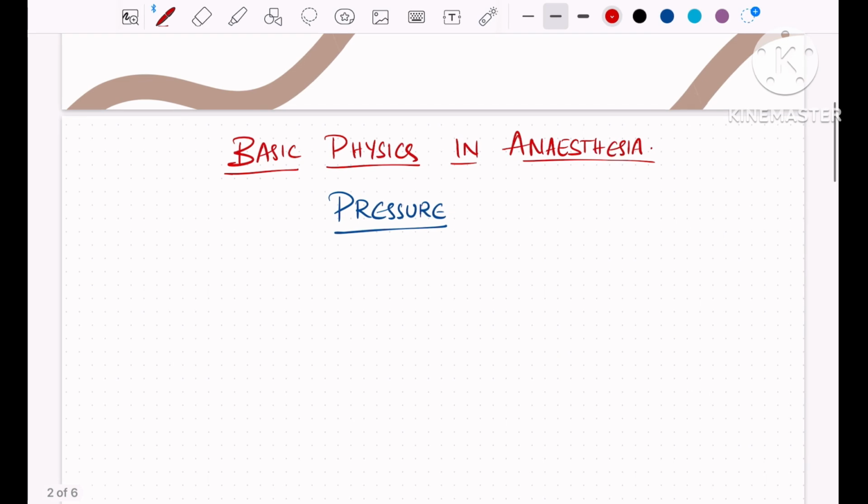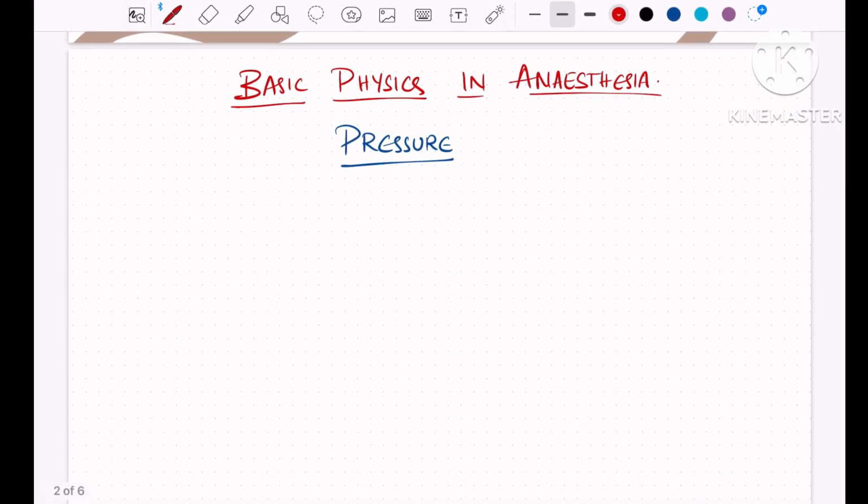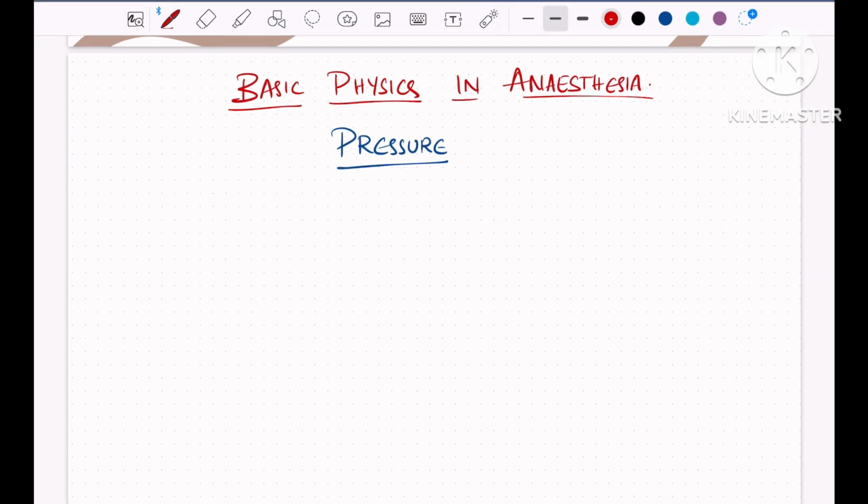Today we will be discussing basic physics in anesthesia, and the first topic in this is pressure. As an anesthetist, we make pressure measurements both in patients and in the anesthesia machine. So it is essential to understand what pressure means. Pressure is defined as force applied or distributed over a surface.